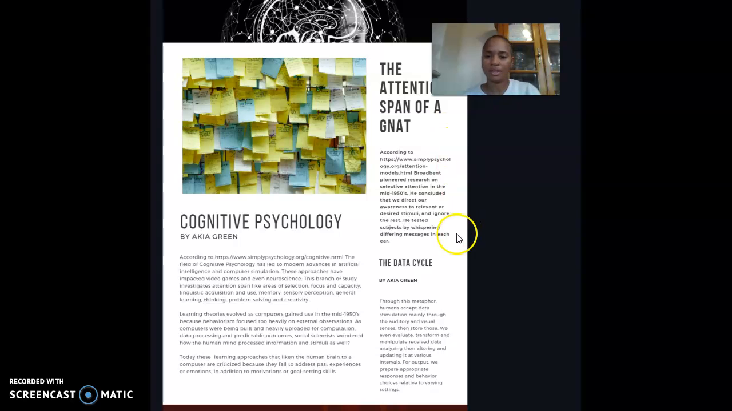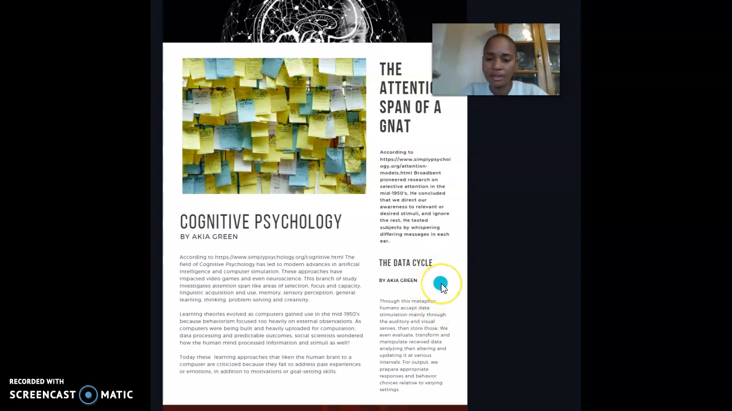My article here says that they studied this by whispering different messages into the subject's ear, in their left and right ears, which is interesting. It's pretty cool. We definitely have to make choices and decipher what we pay attention to when.